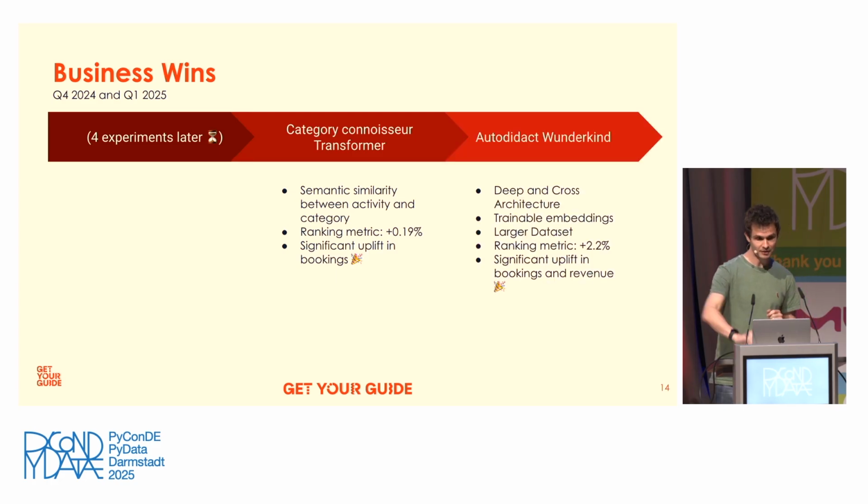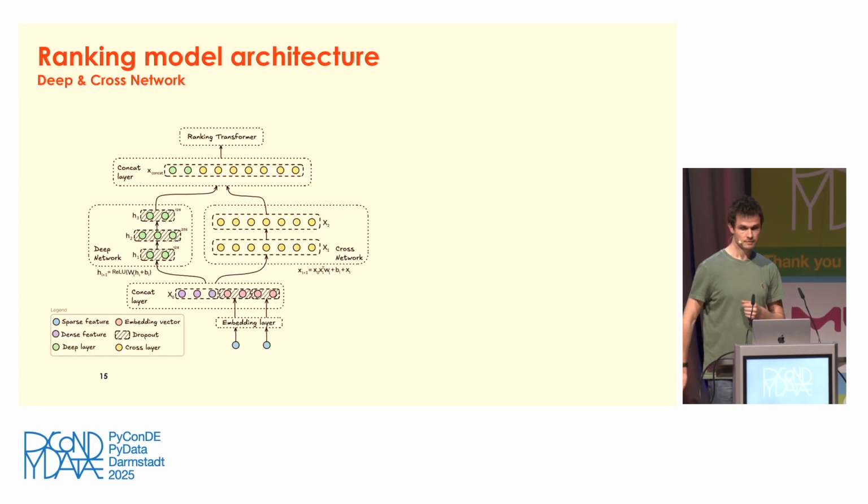And then in Q1 this year, we had our biggest win from the last year with the latest model. So here we started to go much deeper into the architecture and introduced a deep and cross neural network, also with added trainable embeddings for our categorical features. And we also increased the size of the data set. And we saw a clear win in our ranking metrics, and the bookings and revenue were also significantly positive in our A/B test. Okay, with that, I will give it back to Mihail, who will show you a bit more of the current architecture. Cool, thanks.